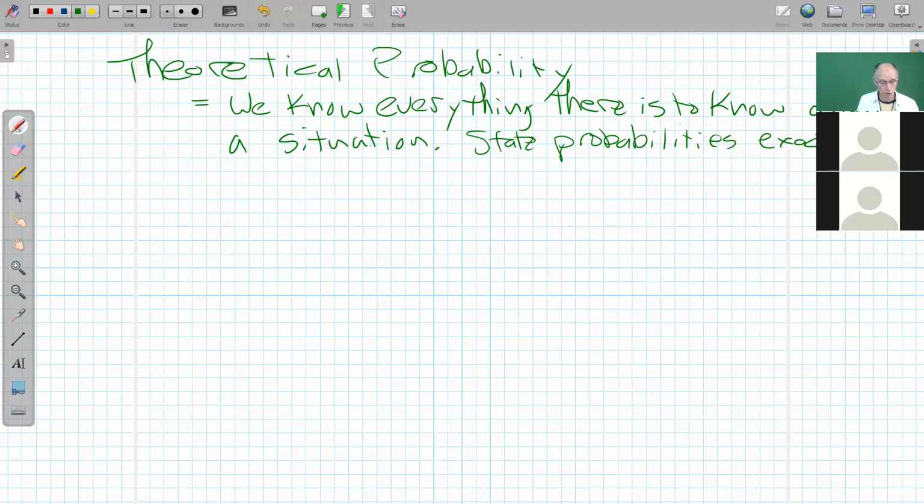Like, I believe I know everything there is about flipping a coin. It's either a head or a tail. Probability is 1/2 for a head, right? I think I know that exactly. Same thing with a die, same thing with a deck of cards, same thing with a spinner. That's theoretical.